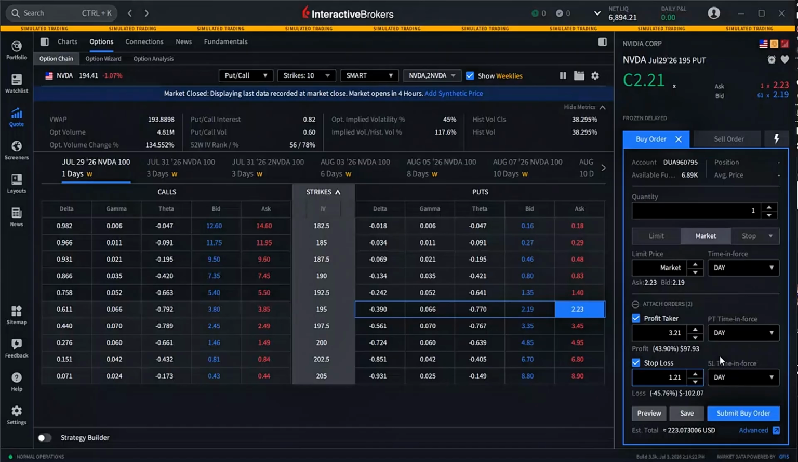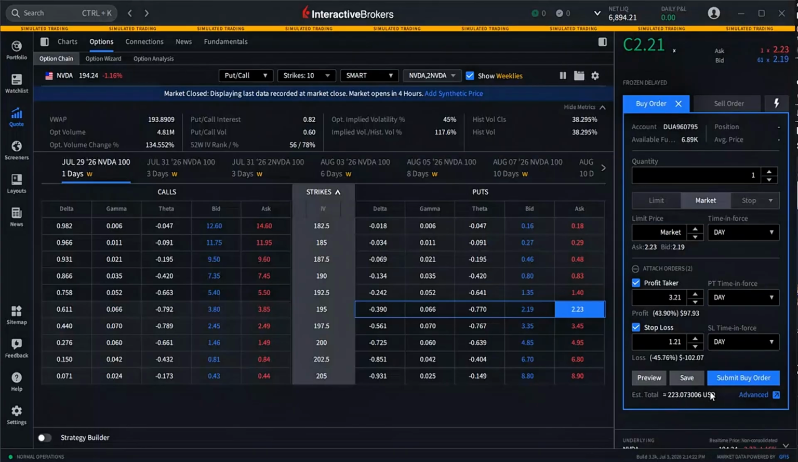You can also leave your time in force. Now your time in force is going to be based on what you placed over here at your market. So if this was a GTC, they're all going to change to GTC. I'll just leave it at that, and it's also going to show you your total loss over here. So you're going to lose $102. Here you're going to make $97.93. So this is what you'll make, and this is what you'll lose.